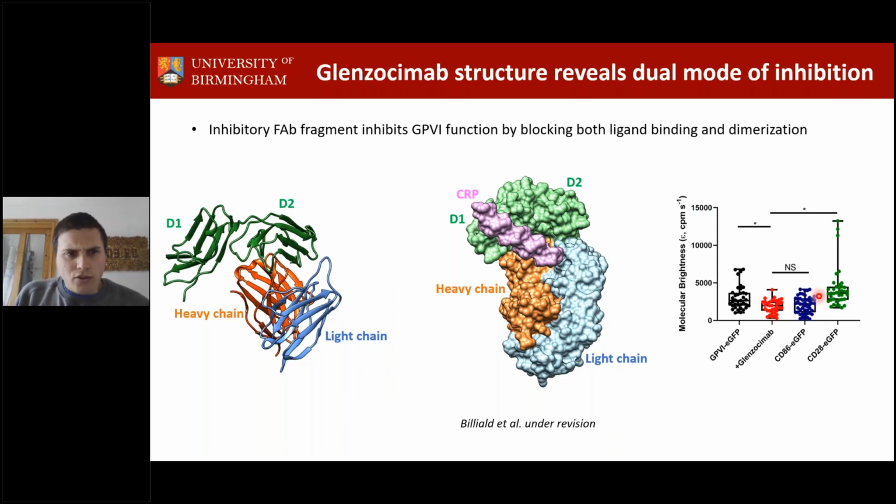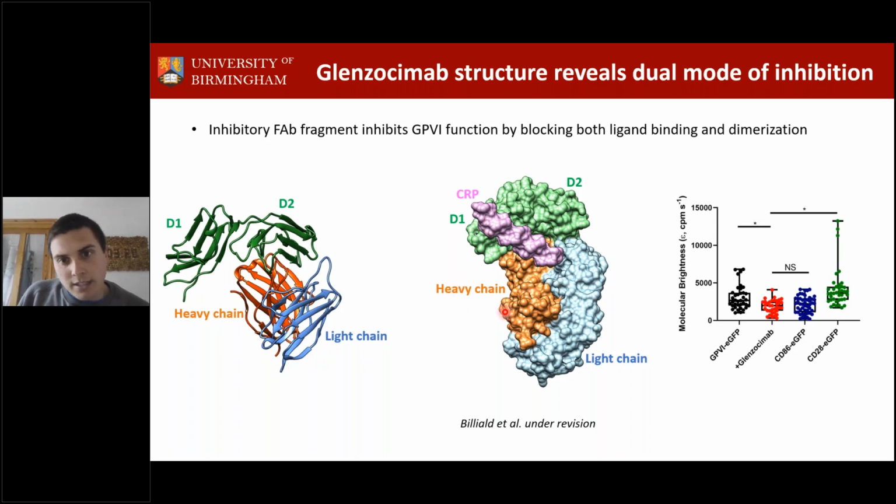And then the final structure I want to share with you is one of another antibody-based drug. This one's glenzocimab, which is a Fab fragment, and this is an inhibitory Fab fragment that binds to GP6. This has been developed for many years now, and it's just completed phase 2 clinical trials with positive results. So it's potentially a very exciting drug that may be coming out, but it's never been mapped. And so I was involved in the mapping of this drug, glenzocimab, to GP6. And unlike the nanobodies, which bind to the D1 domain, glenzocimab actually binds to the D2 domain.